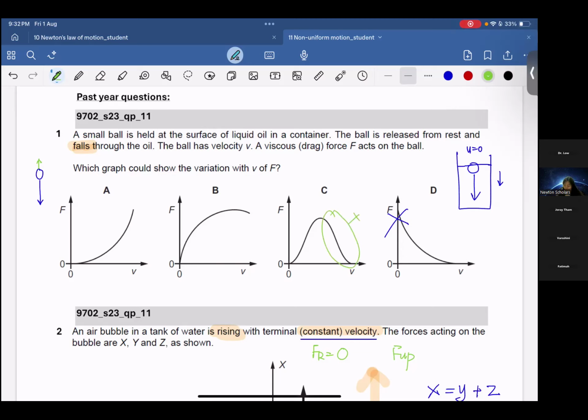But then between A and B, why don't we choose B? You see this one from here, then at the end it goes down, so this one is also wrong. The answer should be A. This part is wrong, it goes down, so this part goes to zero. That means it increases the drag force, at the end it decreases the drag force. D is wrong, because at the start, before we release, there should not be any drag force. Drag force increases when the speed increases.